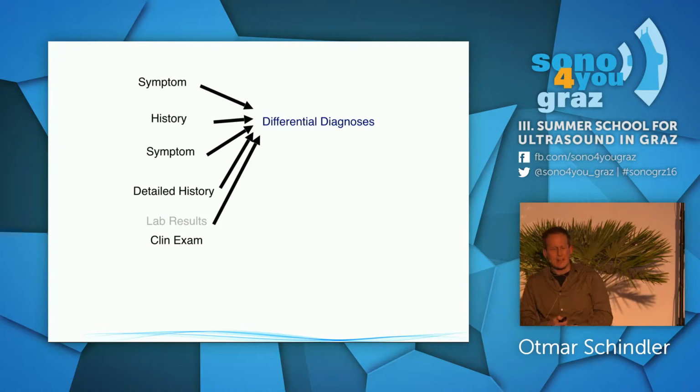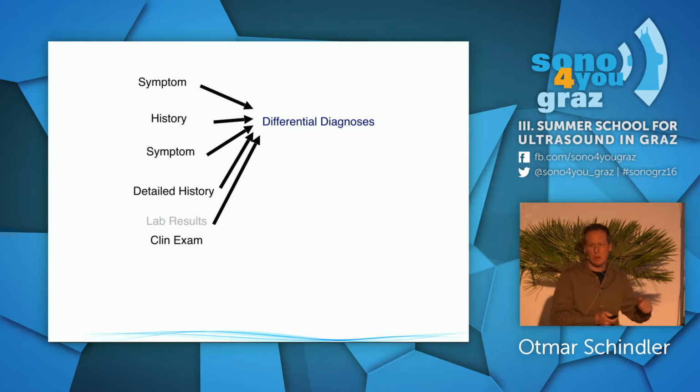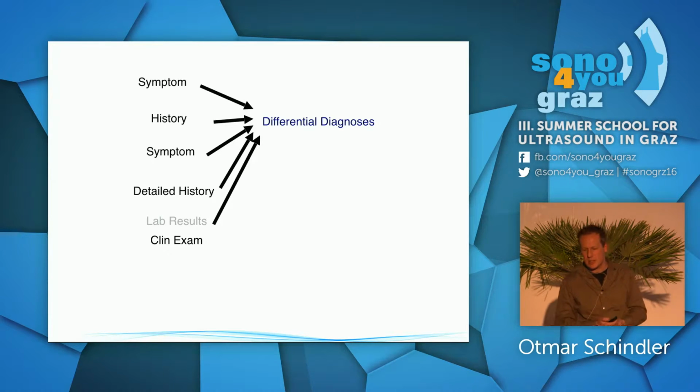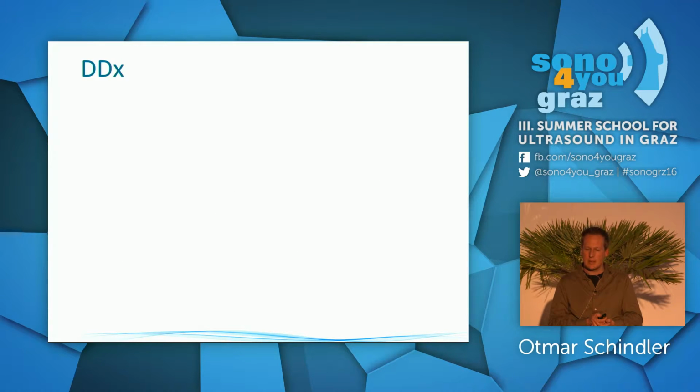We go back to that sign. We have some symptoms. We have a history. We don't have lab results yet. We had the blood glucose at that time. It was normal, or a bit higher, 200 something. Yeah? We have a clinical exam, and we have differential diagnosis. So in order to have a working diagnosis and to establish an emergency therapy, we need to know what are our differential diagnoses and then think what is the case, what the patient has here. What differential diagnosis would you think of?